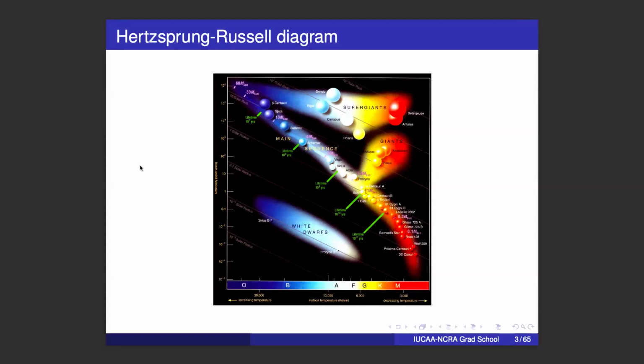10 raised to 11 years is already 7-8 times the lifetime of the universe. So stars in this part are going to live forever, essentially. At least 10 times, 20 times the current lifetime of the universe. Very long-lived stars. So why do you think this kind of sequence exists? Why do massive stars live for a short duration?